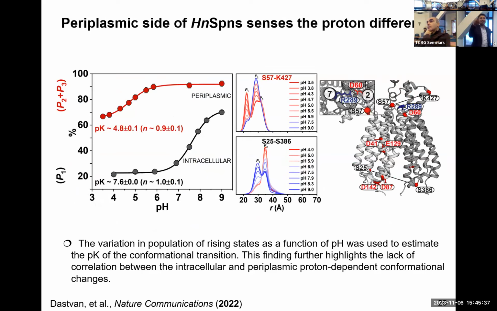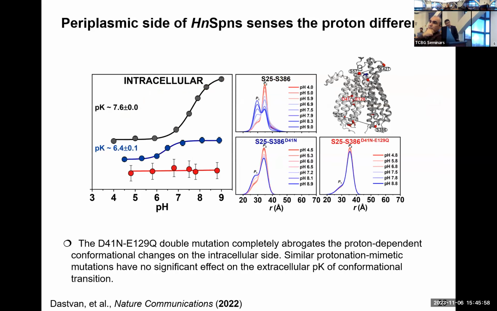We think that HnSpns functions as a symporter, and it's a homolog of SPNS1, which is in the lysosomal membrane. What's the pH inside the lysosome? 4.8. Yeah, so it nicely fits the physiological function of these proteins.